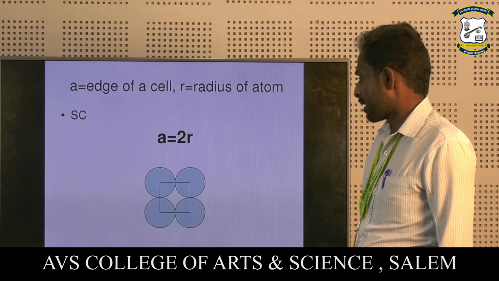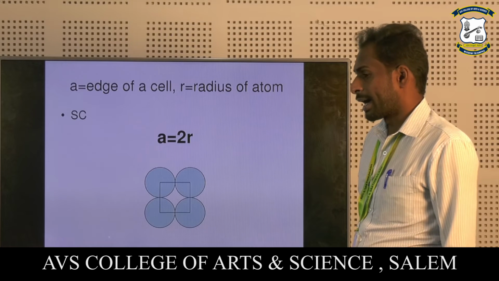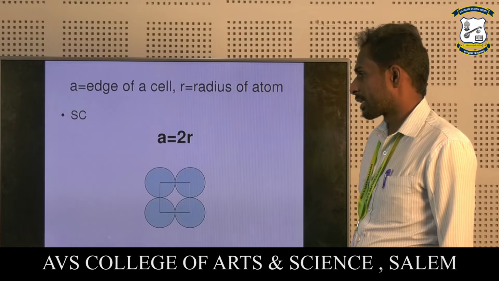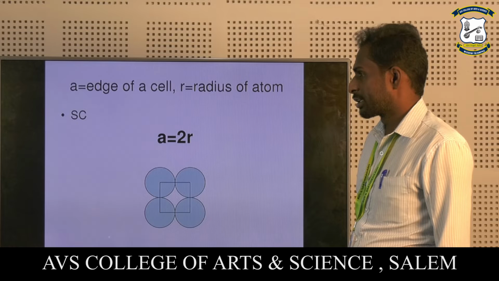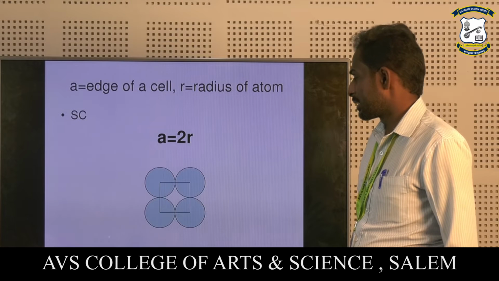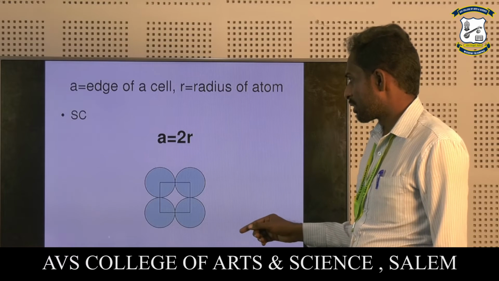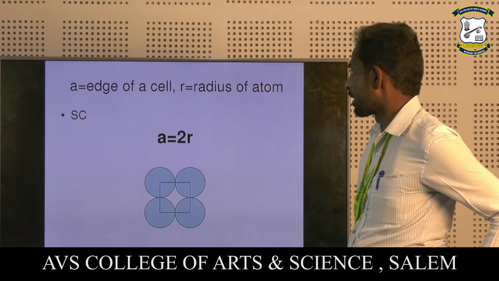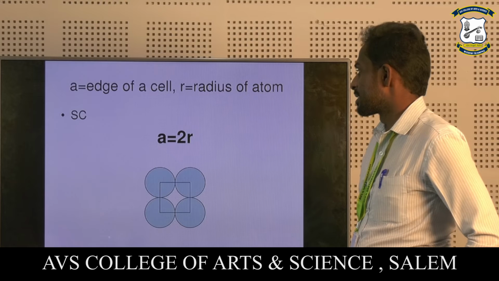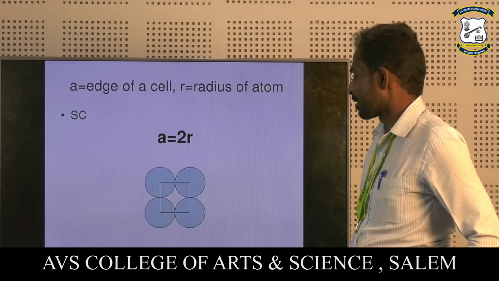And this is the atomic radius. What is meant by atomic radius? It is related to the distance between one atom and another atom. Radius means diameter divided by 2. So a equals 2 times the radius. Here a is the edge of the cell and R is the radius of the atom. This is the formula for the radius of the atom.